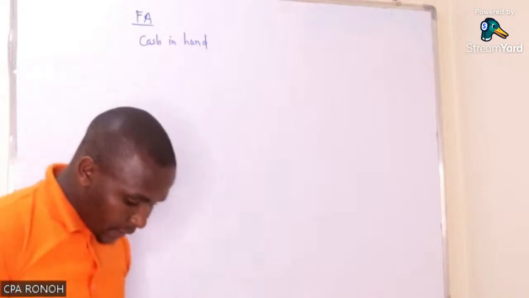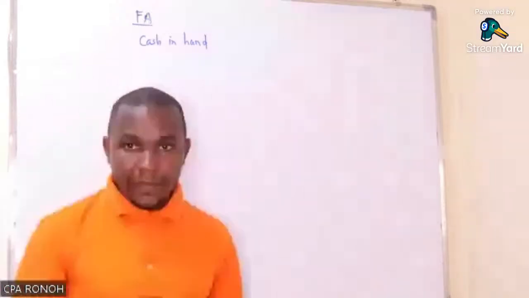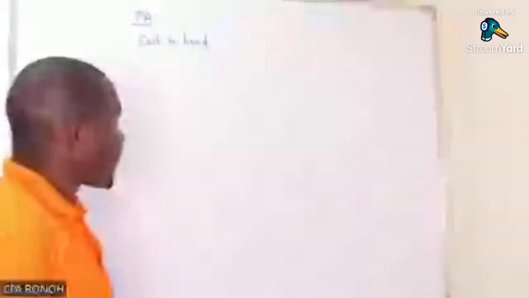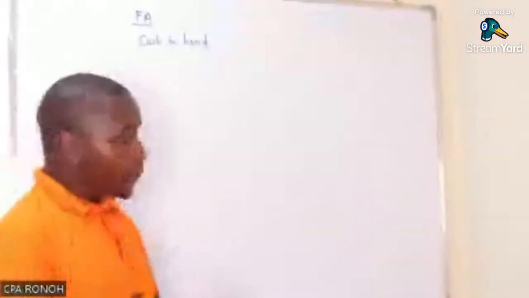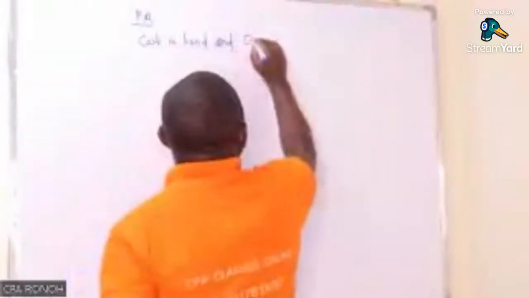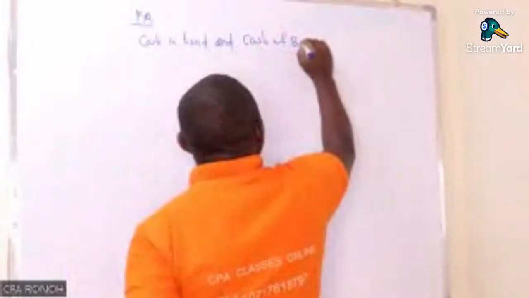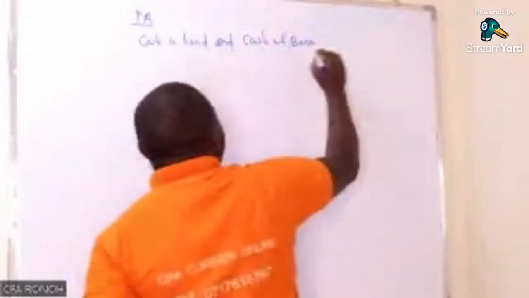Cash. So this still we are doing, that is accounting for assets and liabilities. And yesterday we looked at the property, plant, and equipment. So today we are looking at cash in hand and cash at bank.